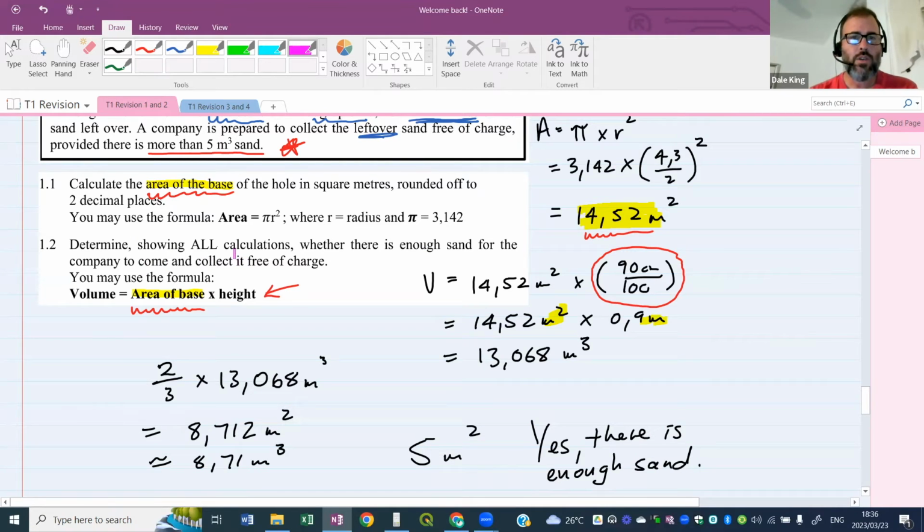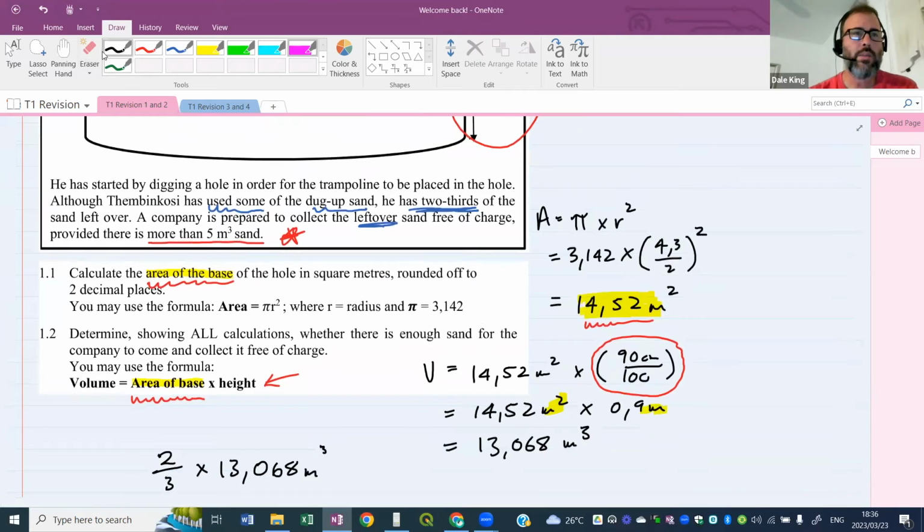All right. So if we look at the question, what sand is this that the company must come and collect? It says here, he has used some of the dug up sand. He has 2/3 of the sand left over. The company is prepared to collect the leftover sand. So we're not working out if the company must come and collect all the sand. He used 1/3 and he has 2/3 left. That's what we need to check. All this sand in this hole, 1/3 has been used somewhere else. He's worried about 2/3 of it.